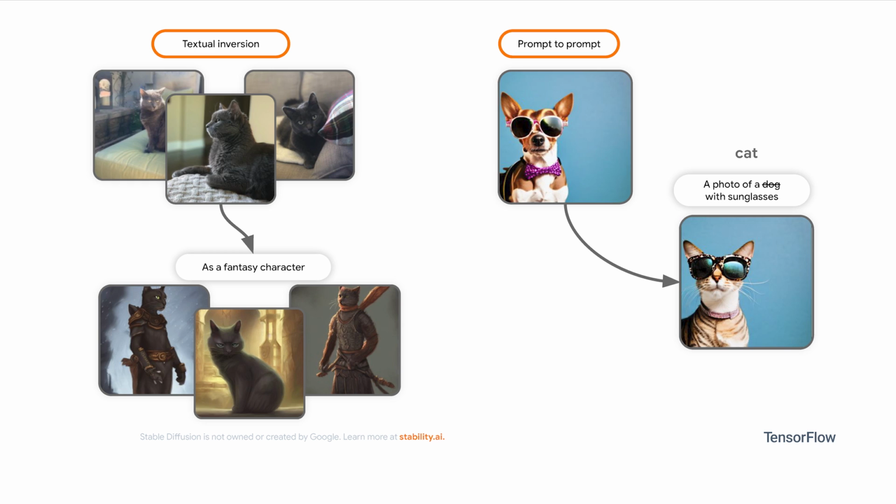Prompt-to-prompt is a method to modify the prompt to Stable Diffusion while keeping the image visually consistent. For example, after asking Stable Diffusion to generate a photo of a dog with sunglasses, we can replace dog with cat and get a visually similar image of a cat wearing sunglasses instead. Feel free to check out all our generative AI guides at the KerasCV website.